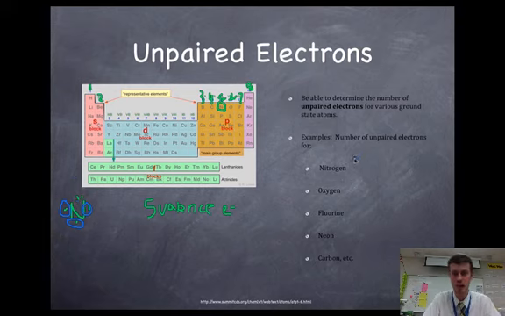And I'll go ahead and just give you the answers for all of these, so you can kind of try to work them out yourself. But nitrogen is 3, oxygen is going to have 2, fluorine's going to have 1, neon's going to have 0, carbon's going to have 4. Okay, so that's how you should be able to go through that and find the number of unpaired electrons. Moving on.